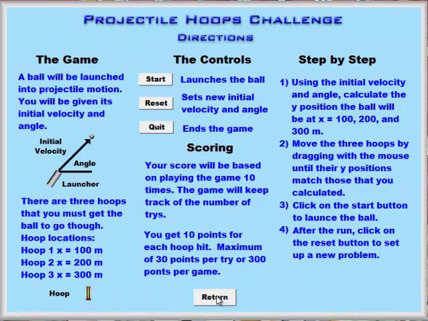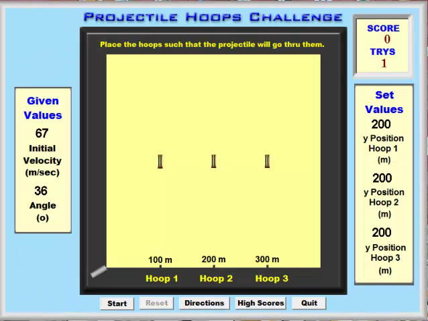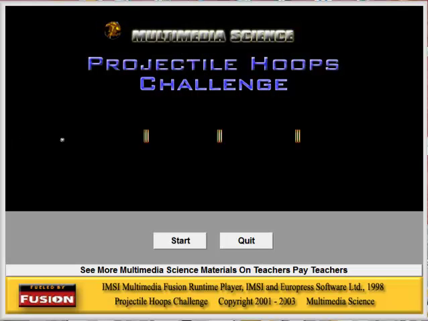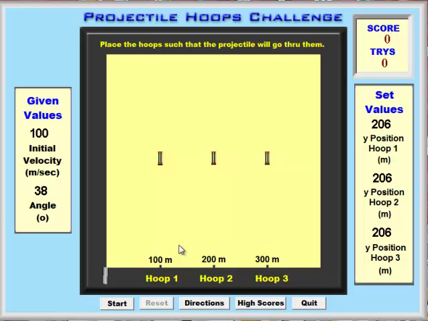There are some directions to help the students figure out how to play the game. There's a high score table which allows students to put their names in, a little bit of competition.